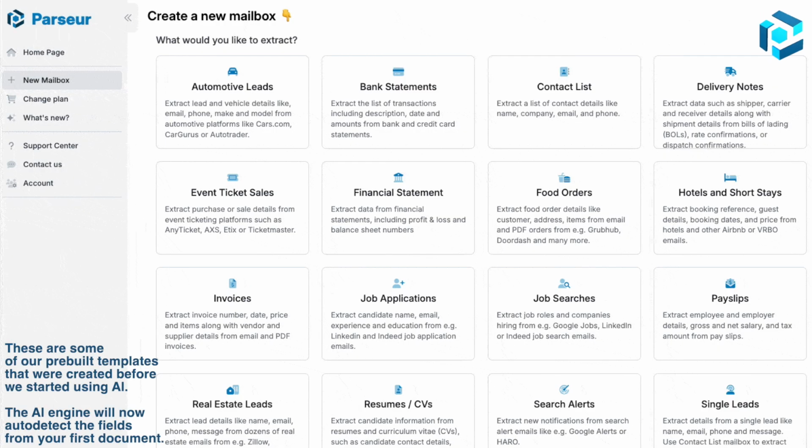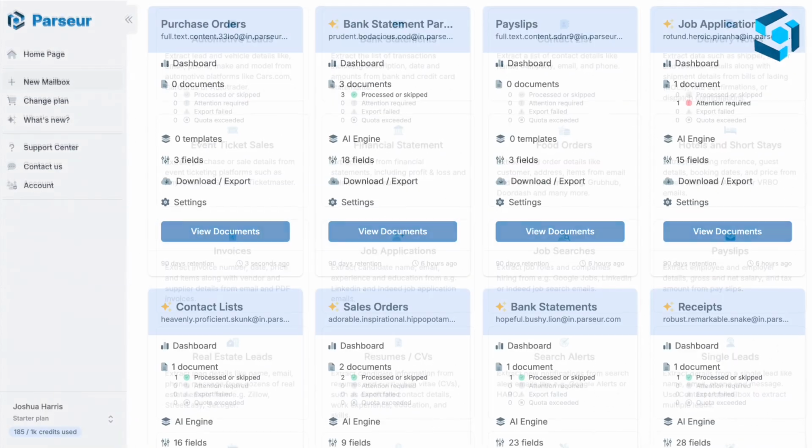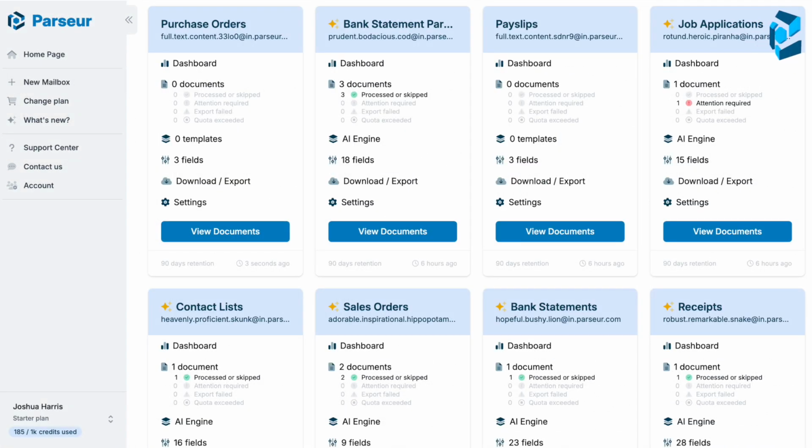So the first rule is simple: different document types should always go into different mailboxes. Invoices, receipts, bank statements, purchase orders, shipping labels. Even if they look similar, putting them into the same mailbox will usually reduce accuracy. A good starting point is to create one mailbox per document type.